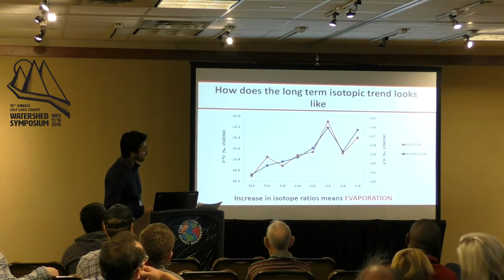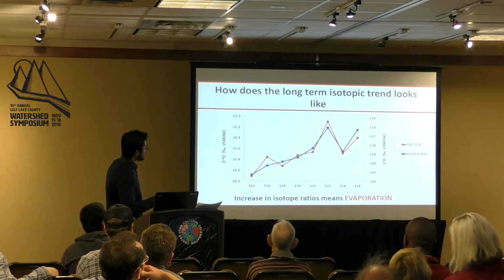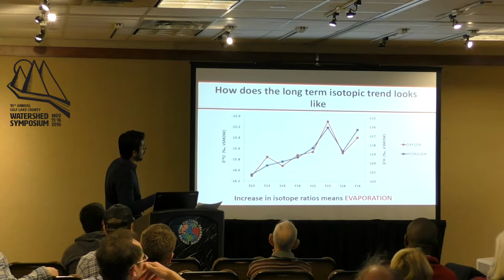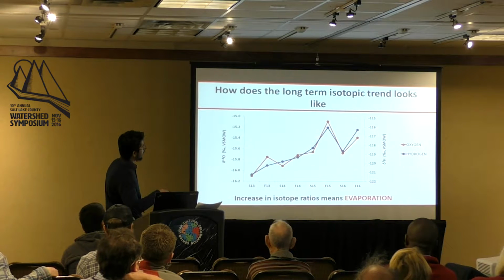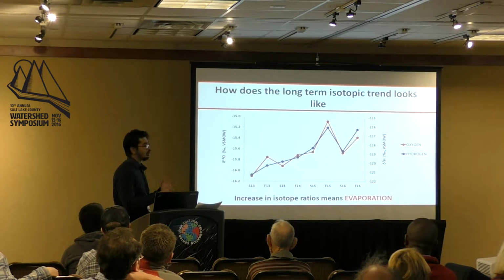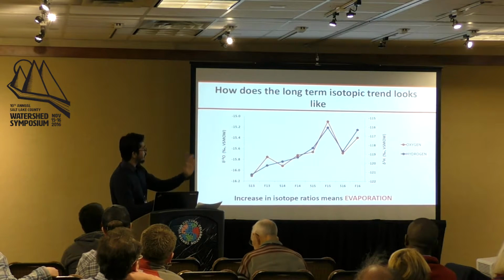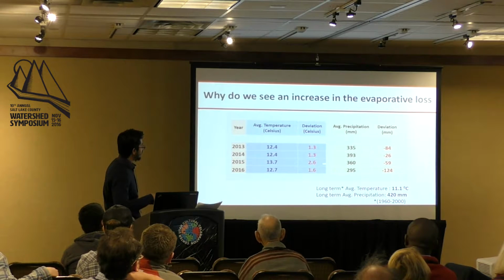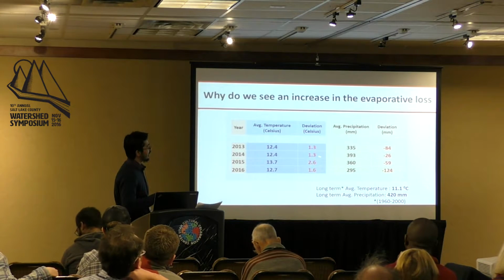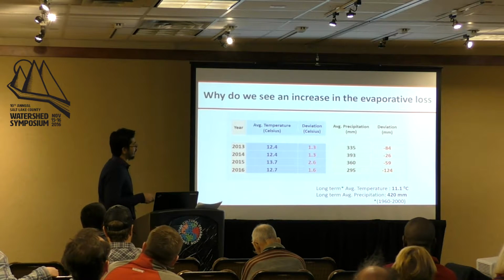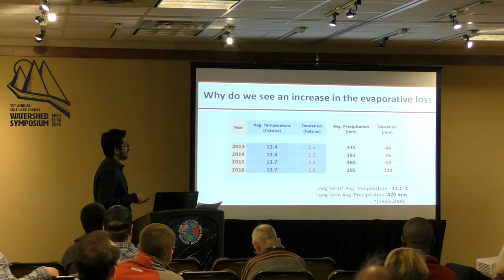And again, going back to this slide, we see that the largest shift is from fall 14 to fall 15. This big jump in the isotope ratio suggests that the largest evaporation occurred from fall 14 to fall 15. This is again clear from the temperature data, where in 2015 the average temperature was 2.6 degrees Celsius higher.